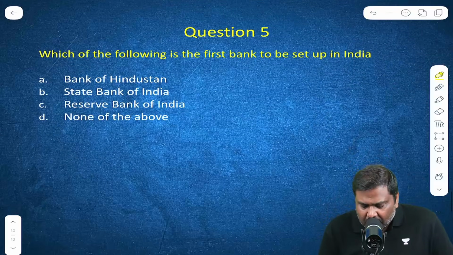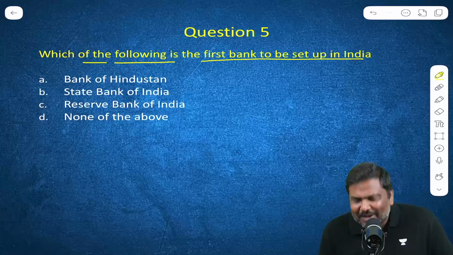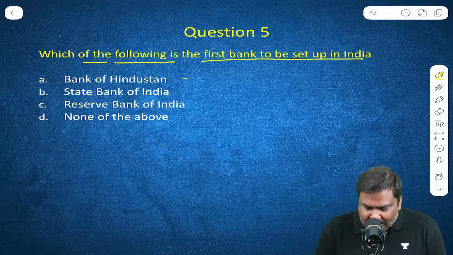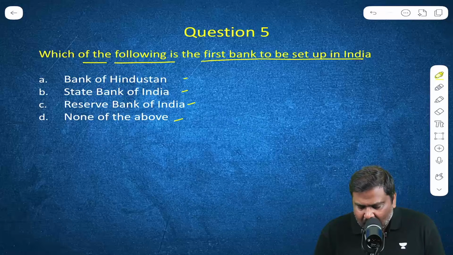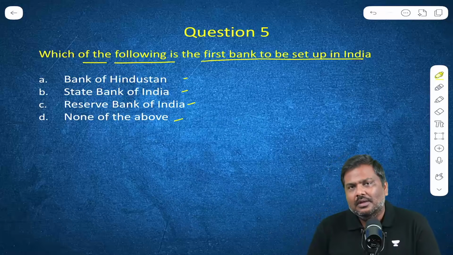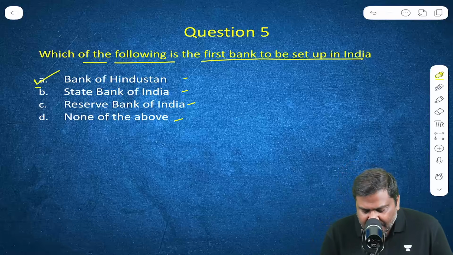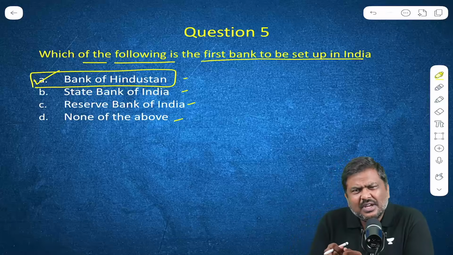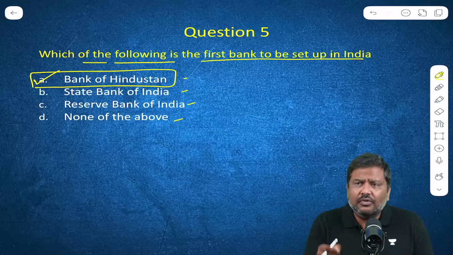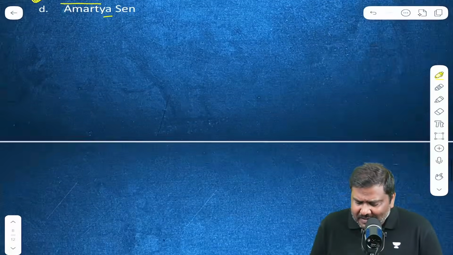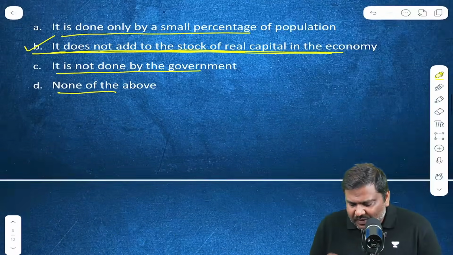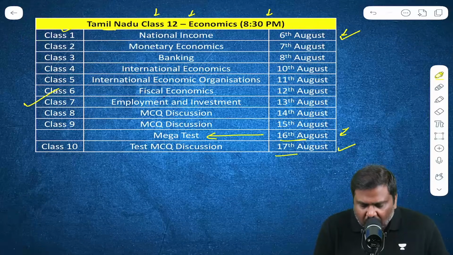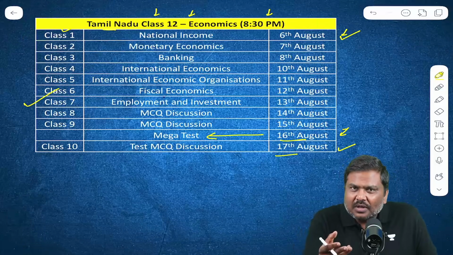Question number 5. Which of the following is the first bank to be set up in India? There are 4 options here: Bank of Hindustan, State Bank of India, Reserve Bank of India, and none of the above. The right option for the question is option A, Bank of Hindustan. So these are the 5 questions which are very basic in terms of coverage of the concepts under the subject of Indian economy. And by the way, all these 5 questions that I've prepared are from the class 12th textbook of Tamil Nadu board.